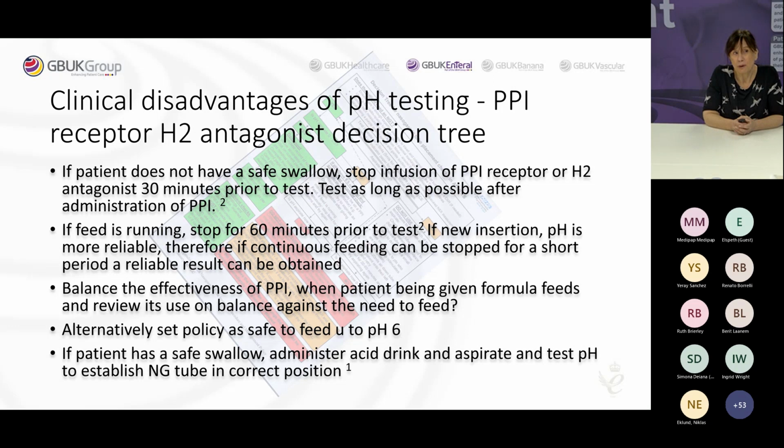And finally, if a patient does have a safe swallow, a last resort is that you can give a patient an acid drink, for example, or fruit juice, and then aspirate that to test the pH, to establish that what the patient's swallowing is going into the patient's stomach, and that you were able to aspirate that from the patient's stomach to check the correct position. So this would all form part of a decision tree that you can use in order to safely use pH on patients who are having PPIs to reduce their stomach acid.